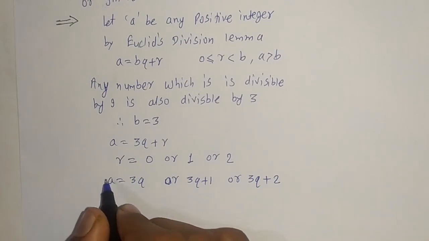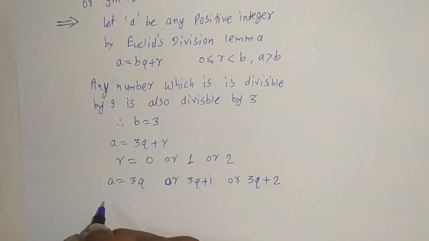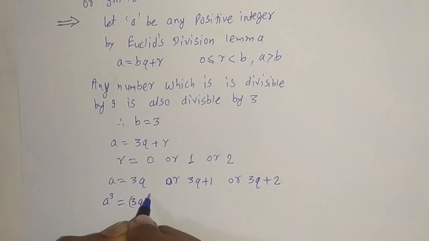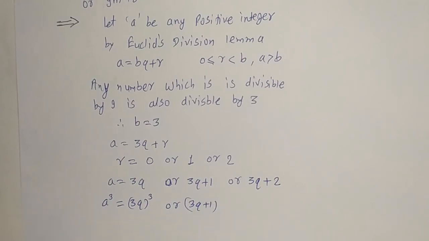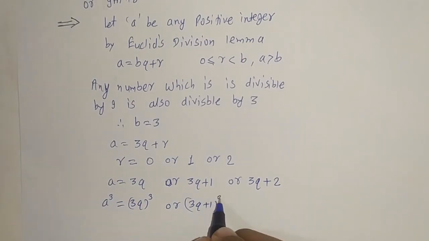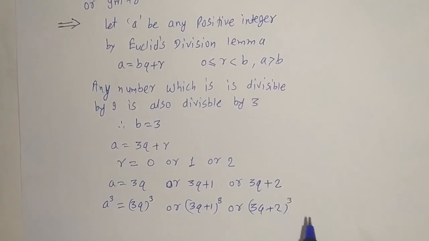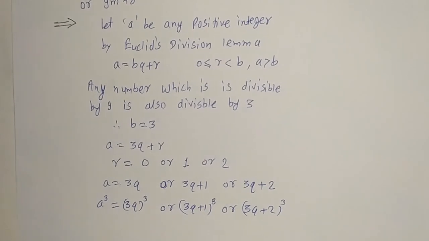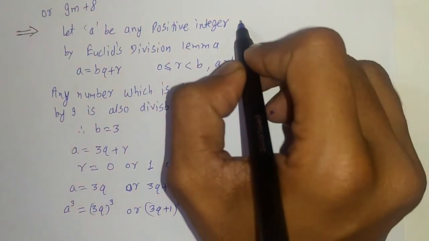So you have to show that the cube of these three numbers is of the form 9m or 9m plus 1 or 9m plus 8. So take the cube of all these three equations. a cube equals 3q cube, or 3q plus 1 cube, or 3q plus 2 cube. So let us write down these equations in detailed form. I have to make a partition here.